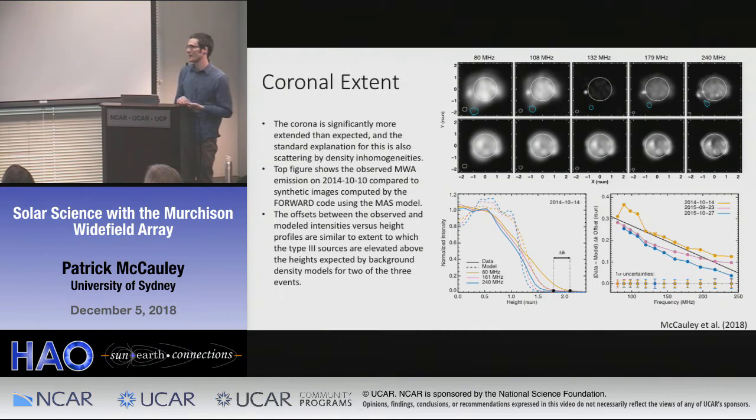So we suggest that the radio propagation effects, namely scattering, can largely, but maybe not entirely, explain these density enhancements. And you would want to do some different calculations, mainly ray tracing, to investigate this further. So that's all I'm going to say about that.